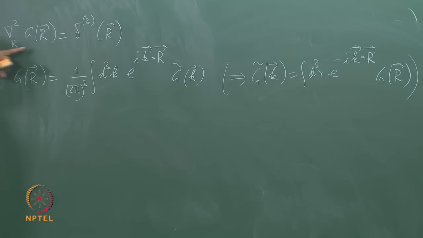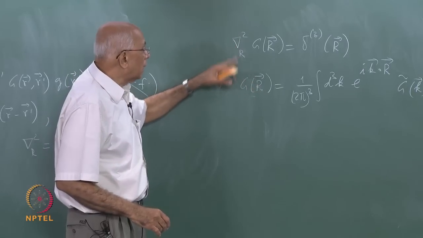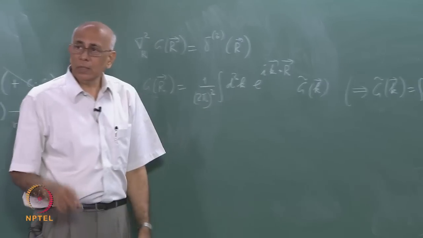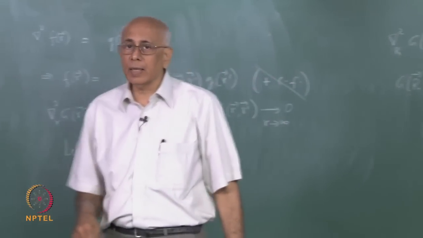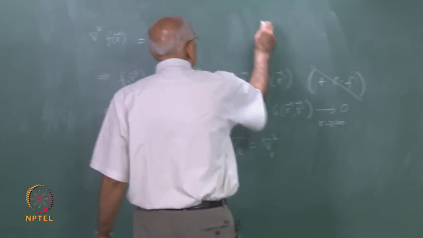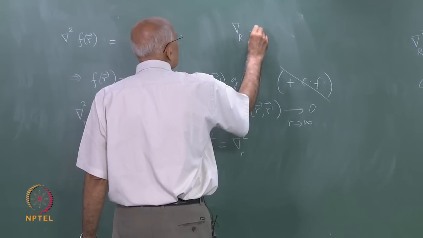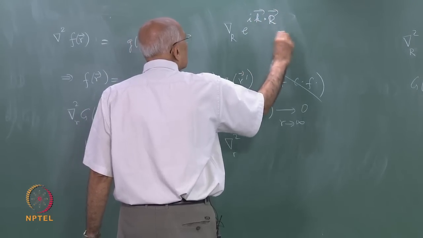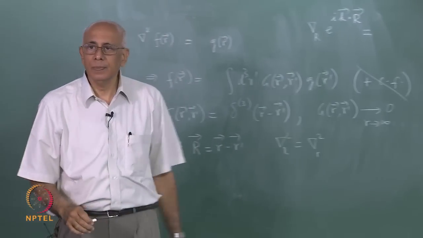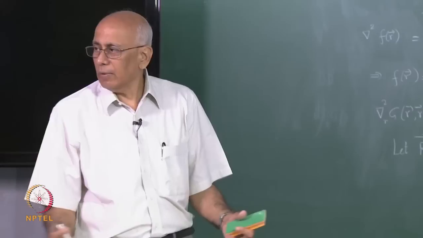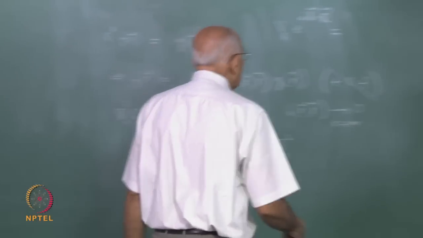Let us substitute this representation for g in here, and the del r does not act on that, it acts only on this. Now what does del do when it acts on the scalar e to the i k dot r? It just brings down an i k vector. All it does is bring down an i k vector.